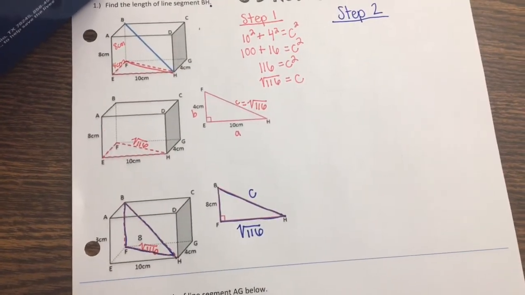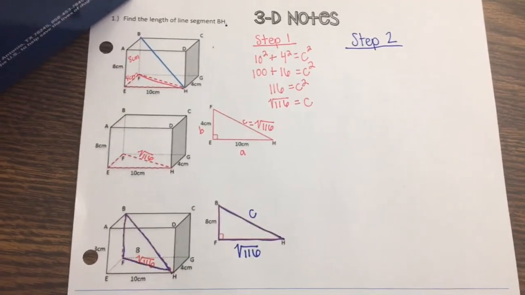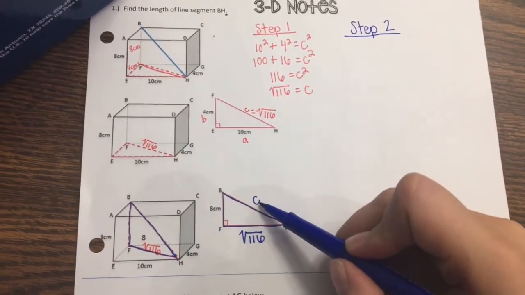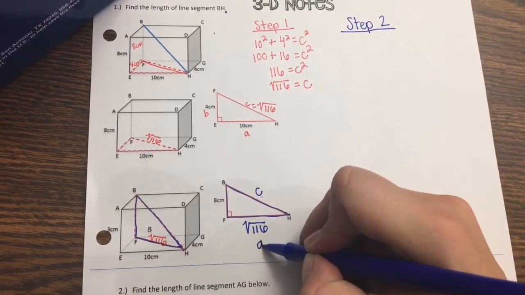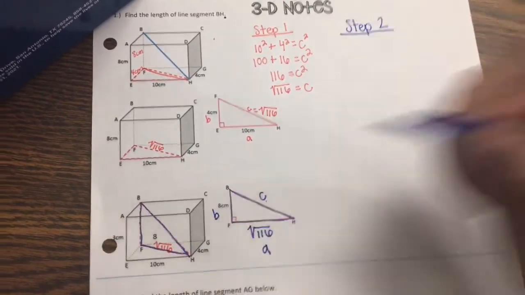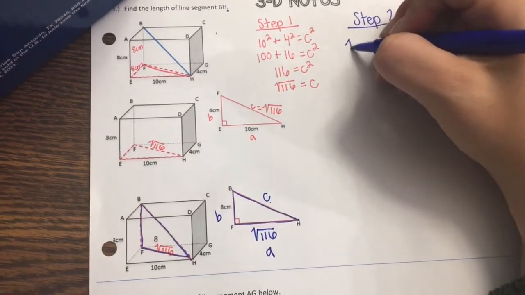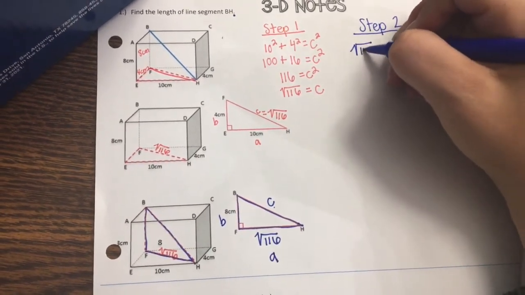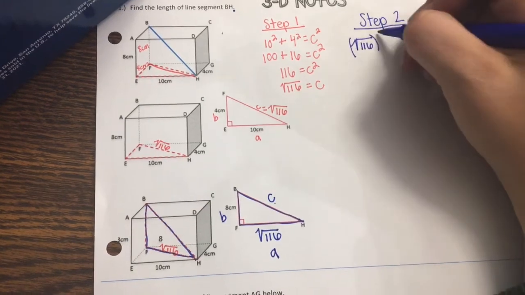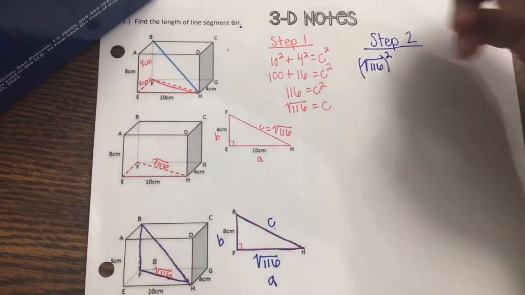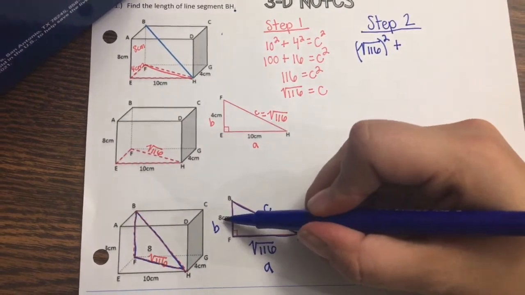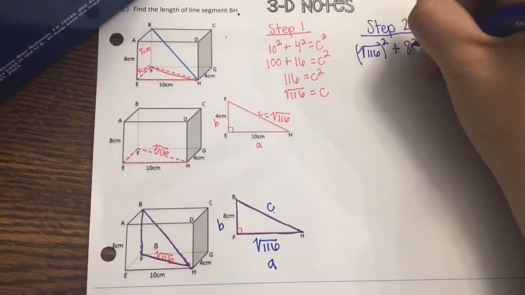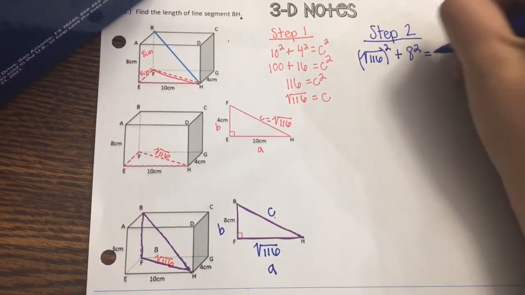Okay. Now, I'm going to perform the Pythagorean theorem because I'm almost done, since I'm looking for this diagonal. So again, I'm going to do A on the bottom, B there. So I'm doing the square root of 116. I'm going to square that, plus B squared, 8 squared equals C squared.